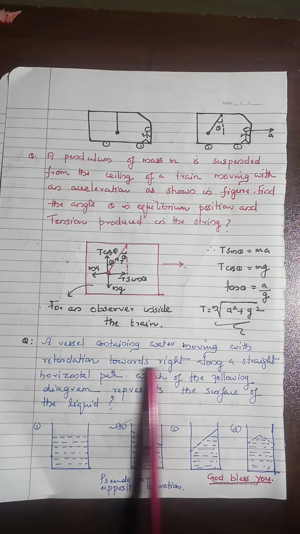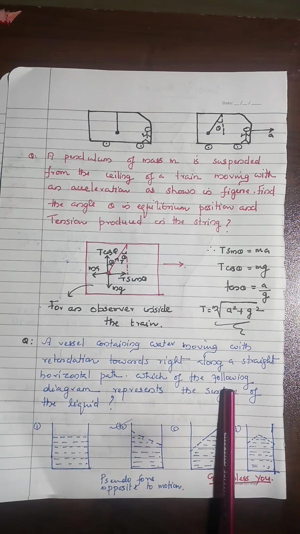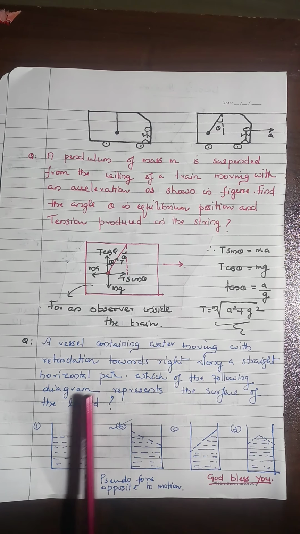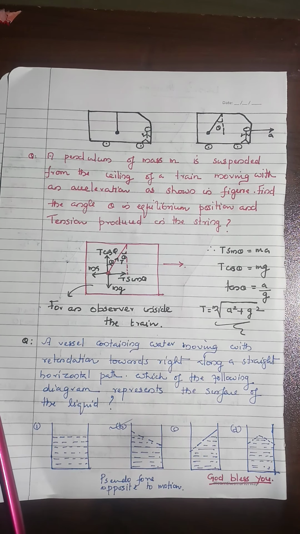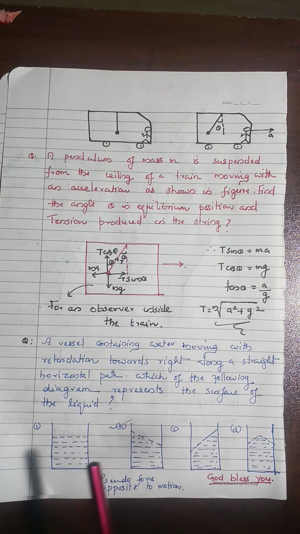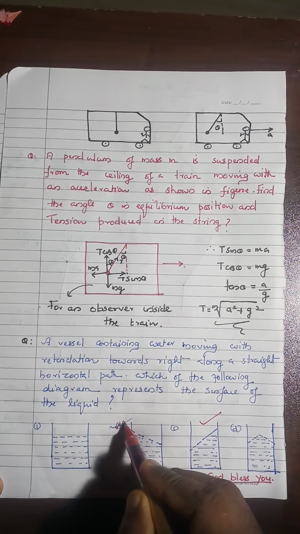An interesting question is waiting. A vessel containing water is moving with a retardation towards the right along a straight path. Which of the following diagrams represents the surface of the liquid? So it is going rightward but with retardation. So the braking force is applied. As inside a vehicle the passengers move forward, the surface of the liquid should move in the upward direction. So you get the answer as C.